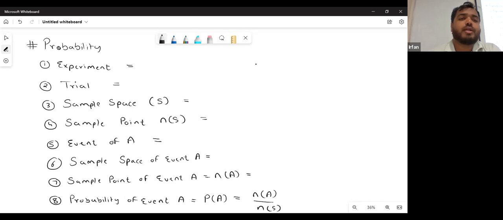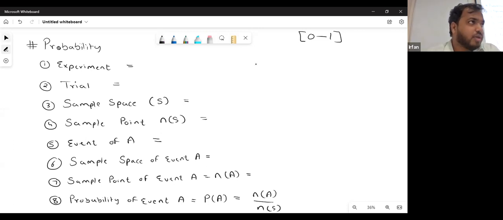Guys, what is the range of probability? 0 to 1. Confirm. Probability, 0 to 1. Be confident when you speak. The range is 0 to 1.